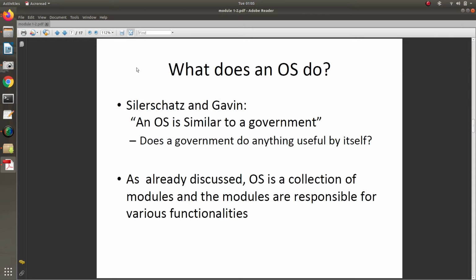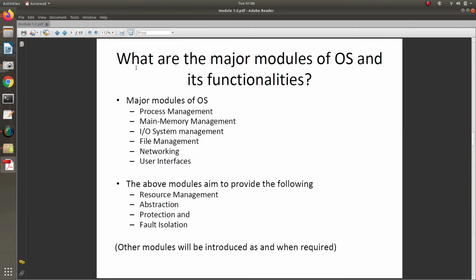Now moving on, what does an operating system do? According to Silberschatz and Galvin, an operating system is similar to a government. Basically, it manages all the processes, all the devices, everything. It controls everything and manages everything that a user needs. Okay. Now, an operating system, as we've already discussed, is a collection of modules, and the modules are responsible for different functions to cater to the user needs.